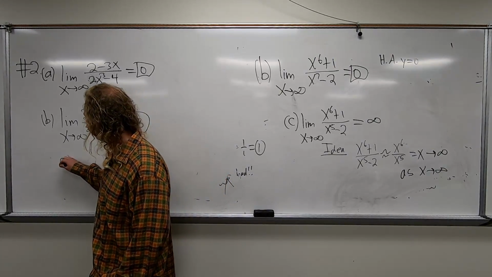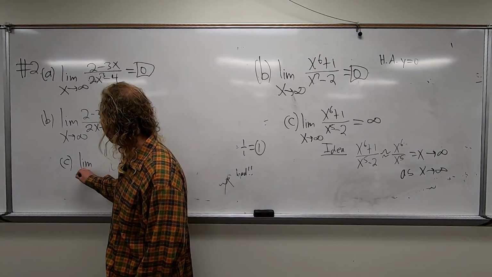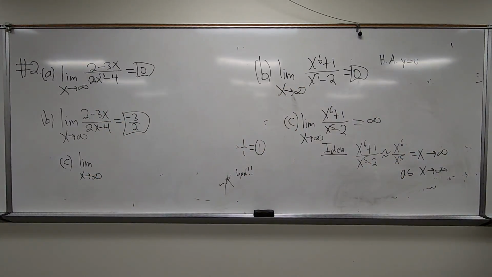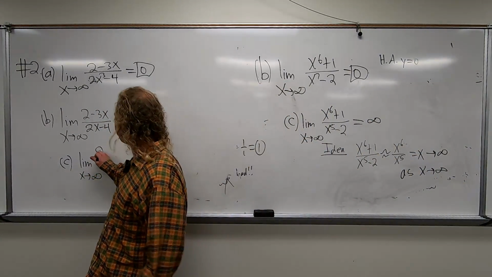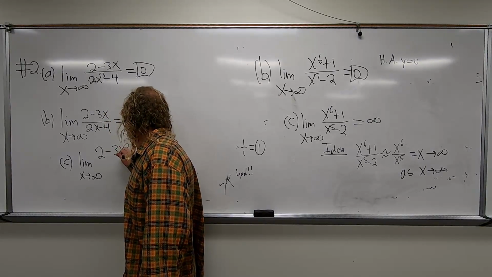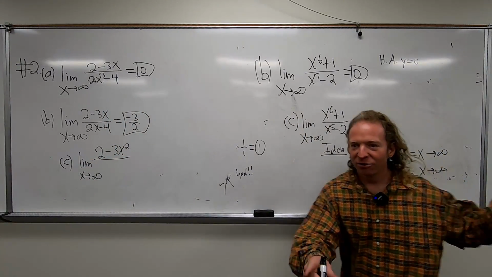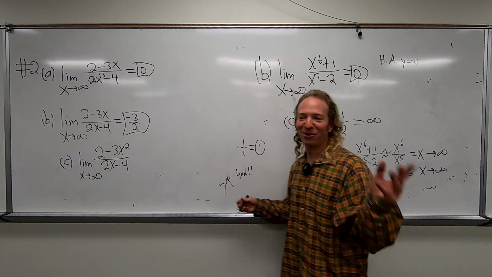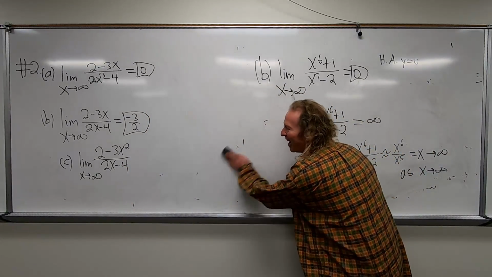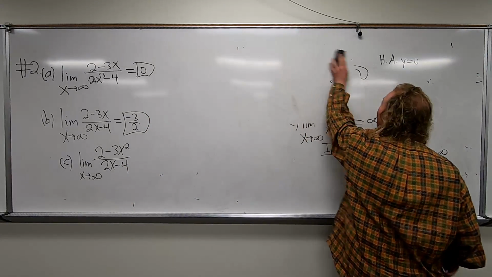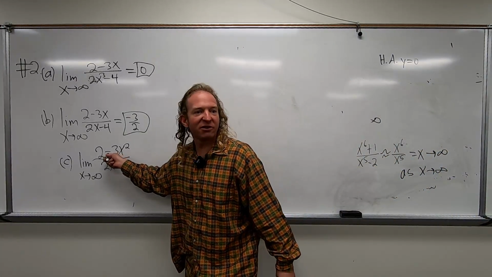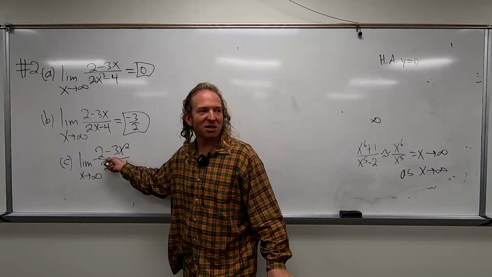C. Limit x goes to infinity, 2 minus 3x squared over 2x minus 4. I think that for this one, I'm going to do that thing with the squiggly line because this negative 3 is making me uncomfortable. It's going to kind of mess stuff up.